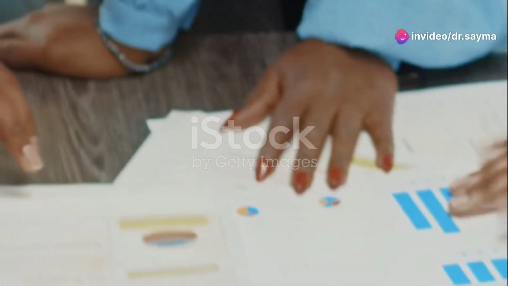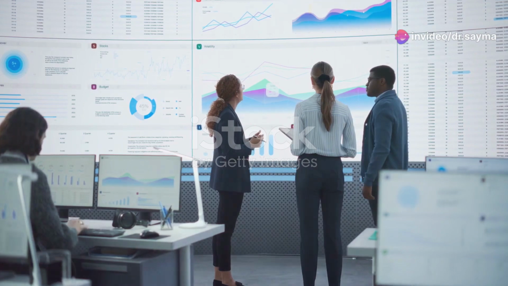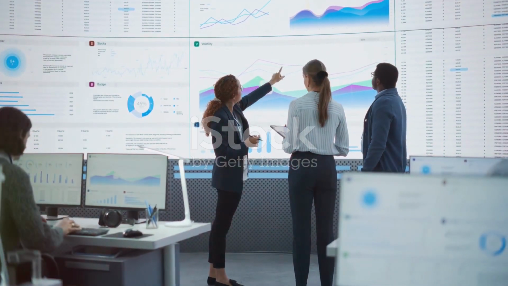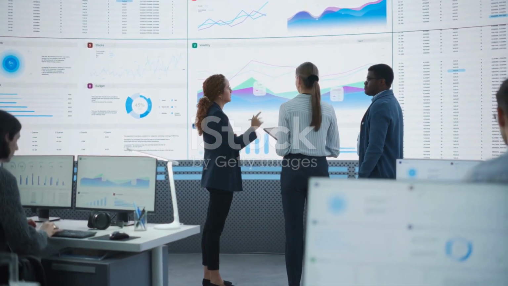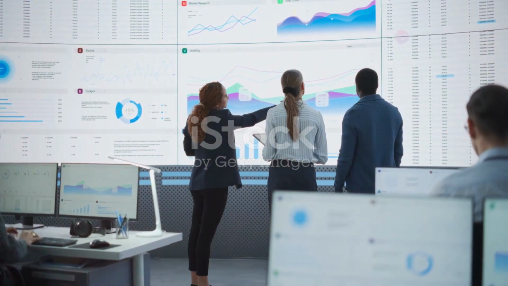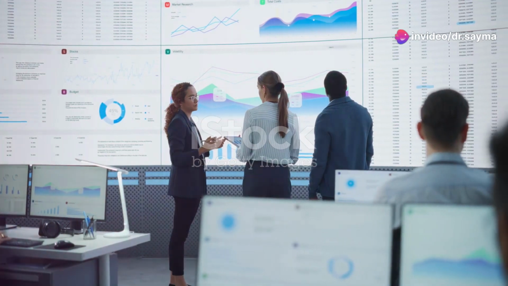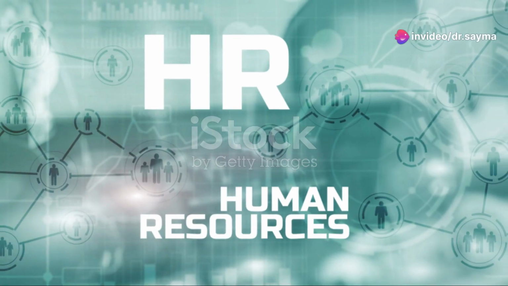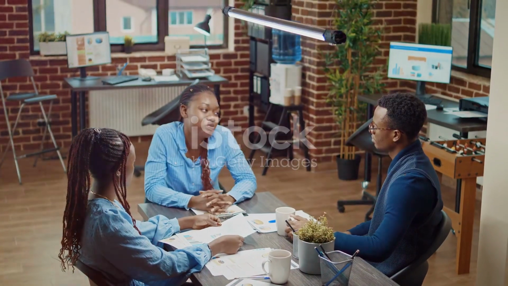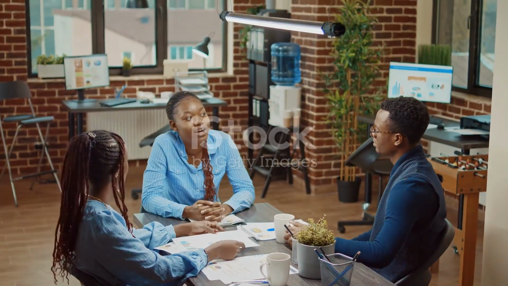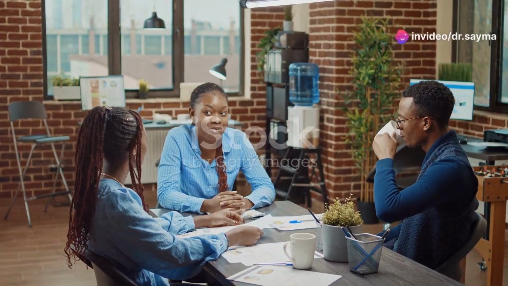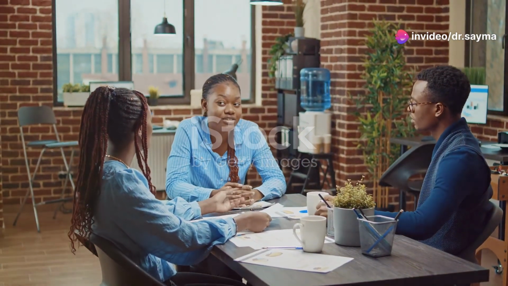Employee satisfaction score. Formula: number of satisfied employees divided by total number of employees, multiplied by 100. For instance, if a survey indicates that 150 out of 200 workers are happy in their current positions, the employee satisfaction score would be 150 divided by 200, multiplied by 100, is equal to 75%. These are just a few examples of HR metrics commonly used in organizations. The formulas provided can be adjusted or customized based on specific organizational needs and requirements.